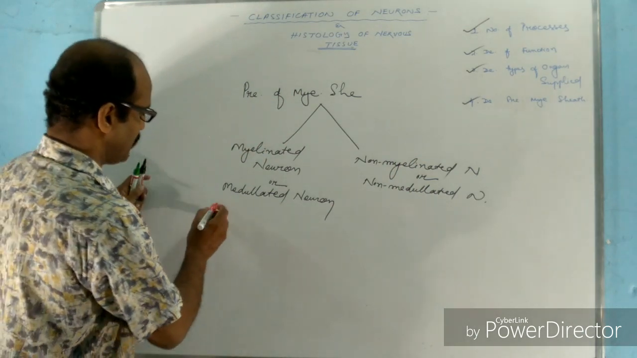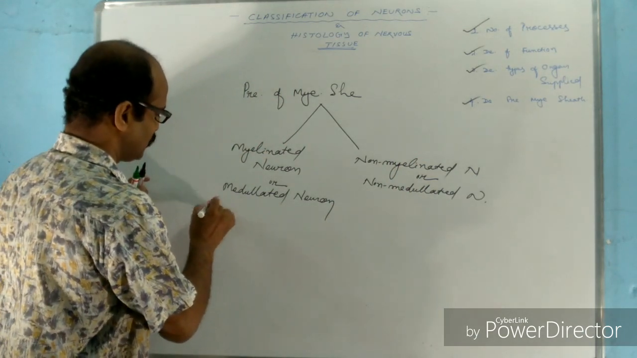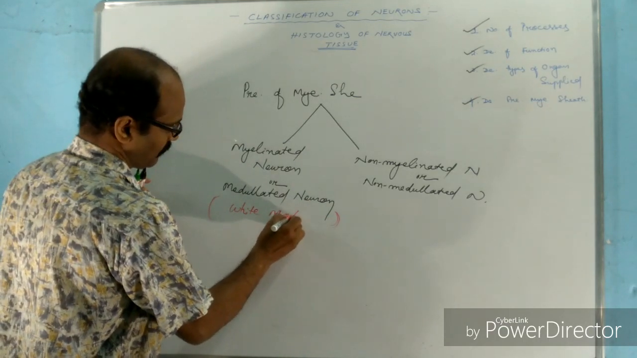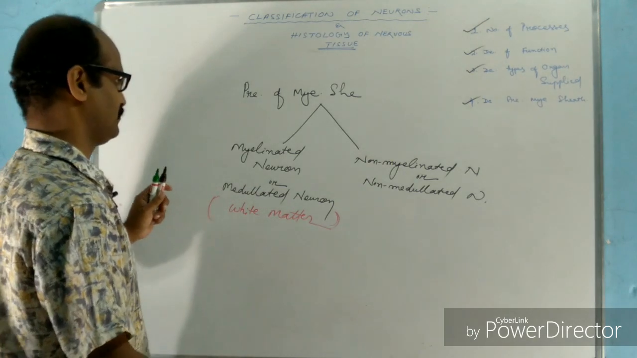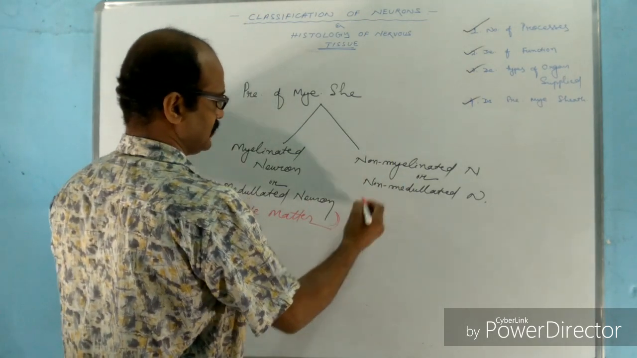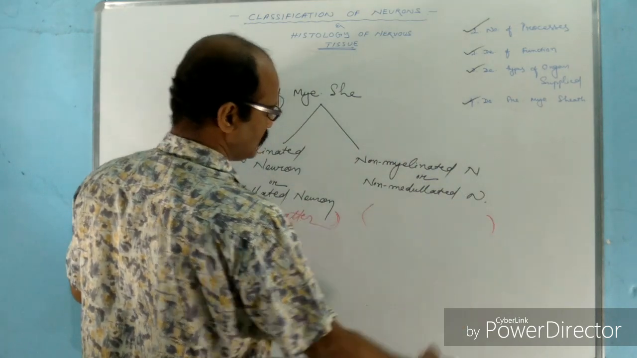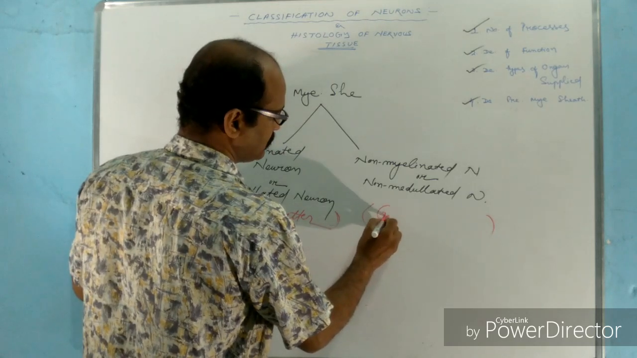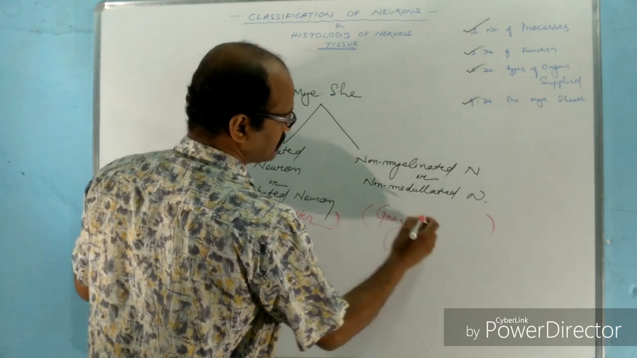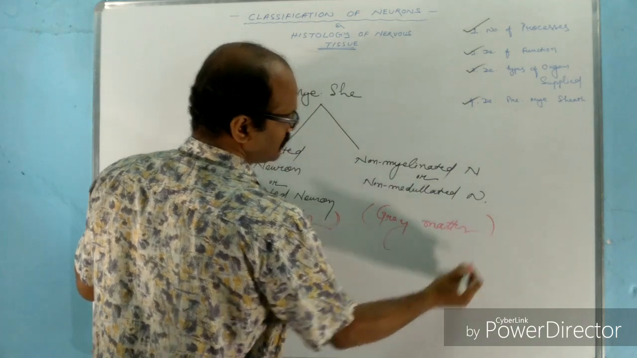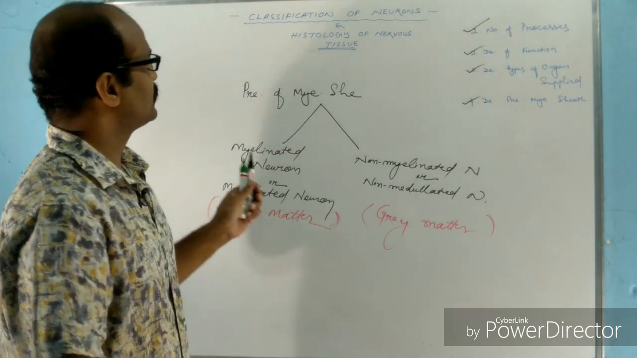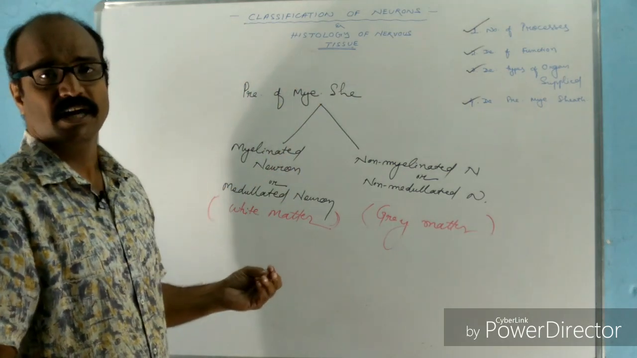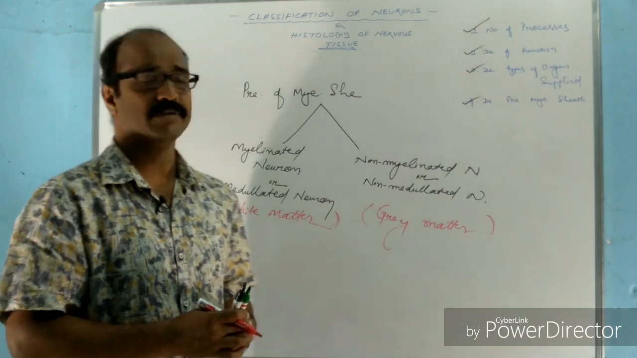Such myelin sheath is actually white in color, that's why it forms the white matter in our nervous system. And if the myelin sheath is absent, then the color is gray, that's why it forms the gray matter. So this is the total classification of the neurons and a little bit of the histology of nervous tissue.